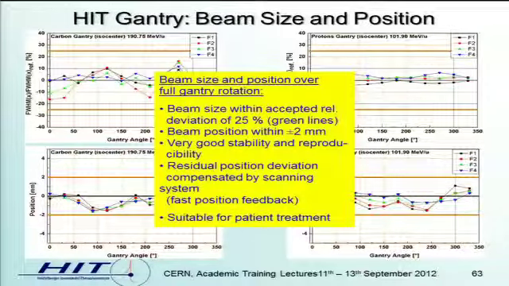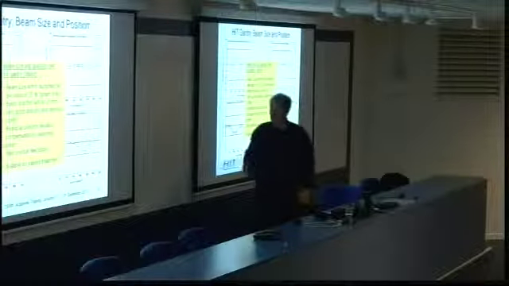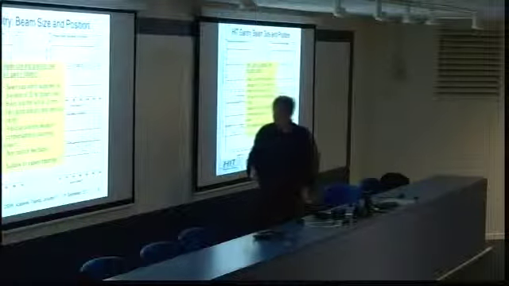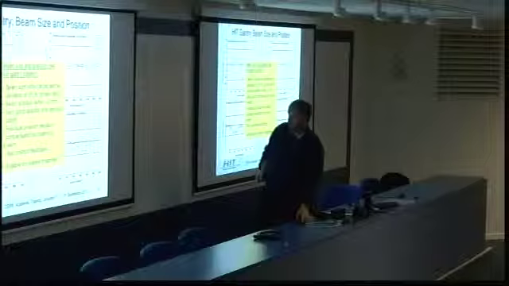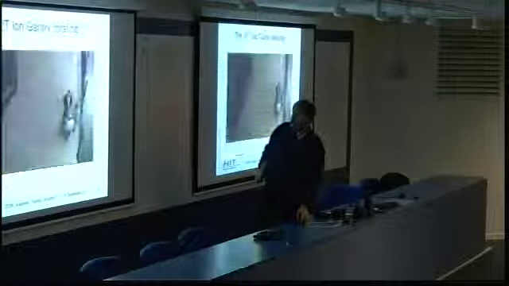So at the end, we have now the beam size within the accepted deviations. Beam position stands within plus minus 2 millimeters. The rest, as I said, correction is done by the control loop of the scanning system. And what we have now is a very good stability and reproducibility. So for the proton beam, we have now a fixed situation since some weeks, and we find that it's very stable once you have run that in. Okay, as I said, residual position deviations are done by the fast position feedback of the scanning system. It's now suitable for the patient treatment.